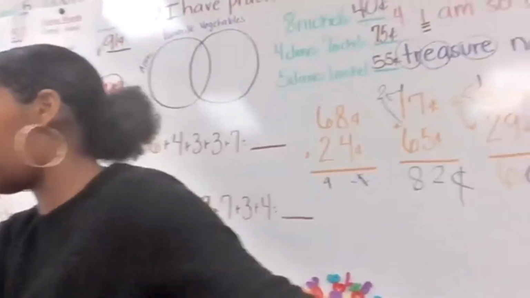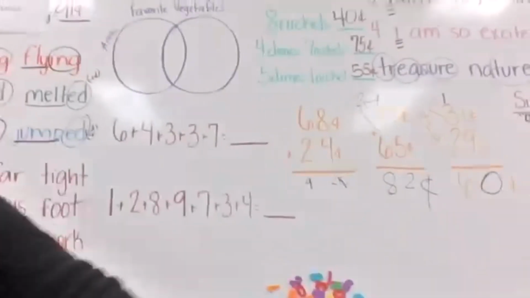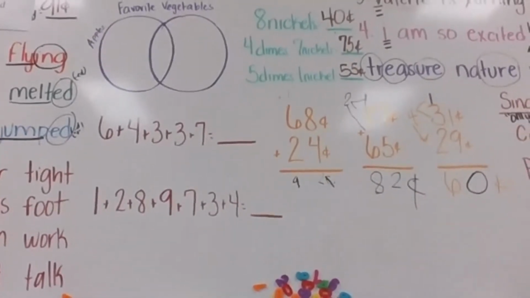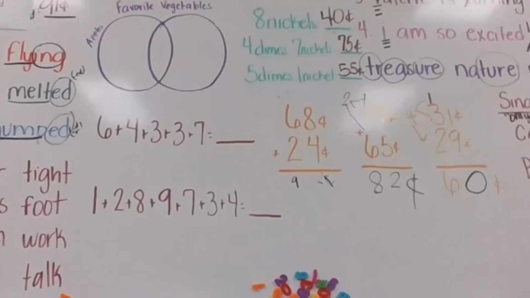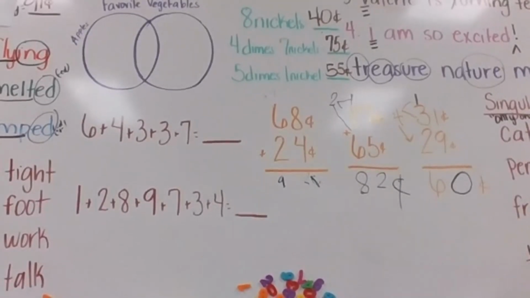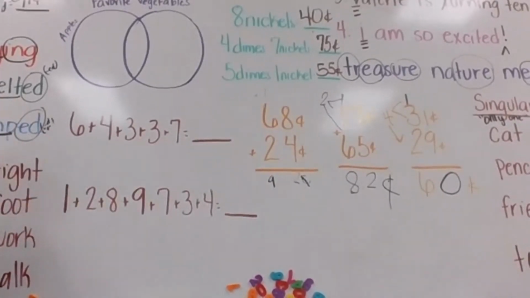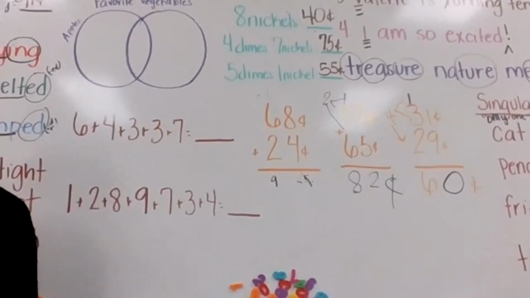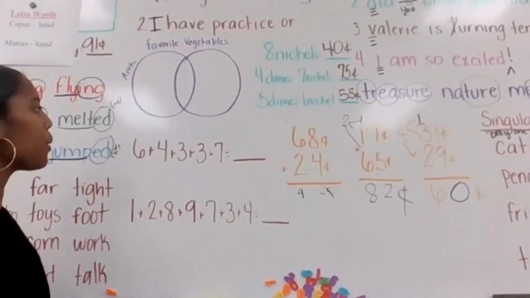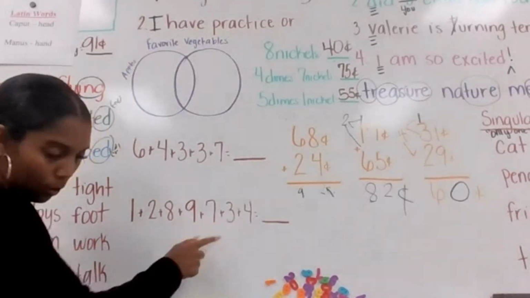All right, so let's go ahead and practice a little bit adding when we learn how to add numbers like this, more than two numbers. You can do both. So we have 6 plus 4 plus 3 plus 3 plus 7. And 1 plus 2 plus 8 plus 9 plus 7 plus 3 plus 4.